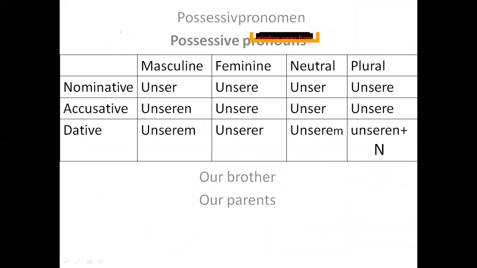Now here, the next table for you is unser. Unser gives you the meaning of our. All the words in this table will give you the same meaning, our. So unser, unsere, unser, unsere, unseren, unsere, unser, unsere, unserem, unserer, unserem, unseren plus n.